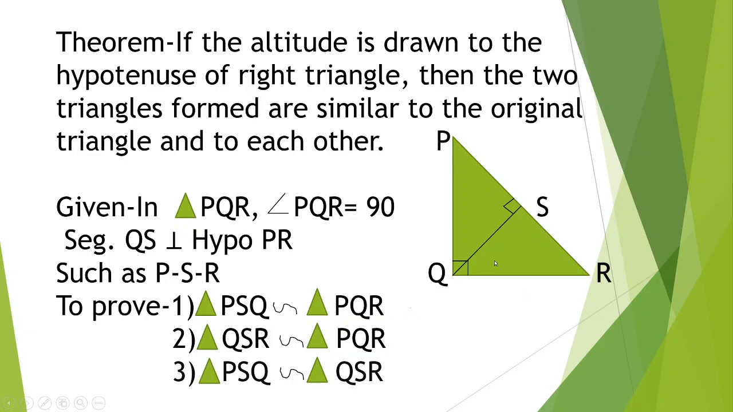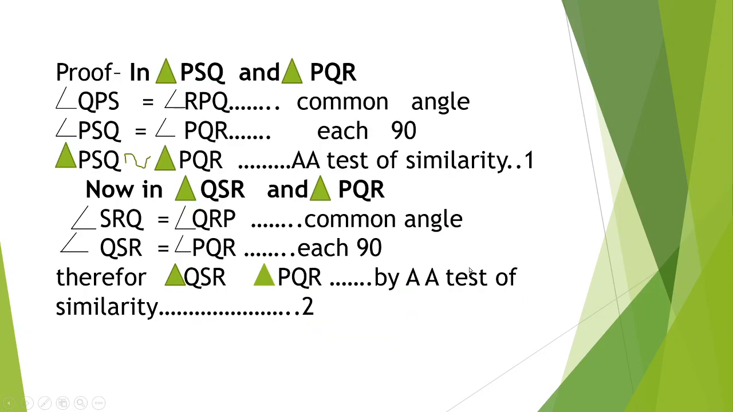in original triangle PQR, Q is 90 degree. So right here in triangle QSR and triangle PQR, angle SRQ is equal to angle QRP, common angle. So common angle have same degree, and angle QSR is equal to angle PQR, each 90 degree. So again we show in QSR and PQR pair of both angles congruent. So triangle QSR and triangle PQR become similar.